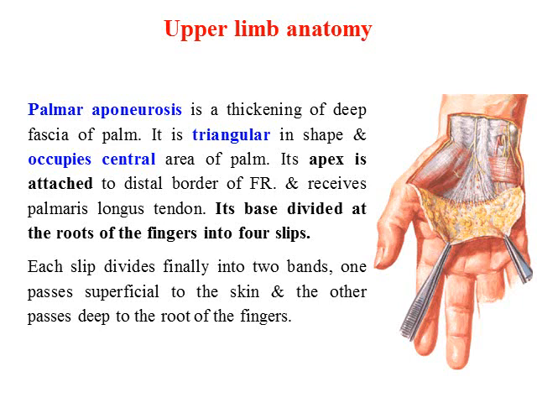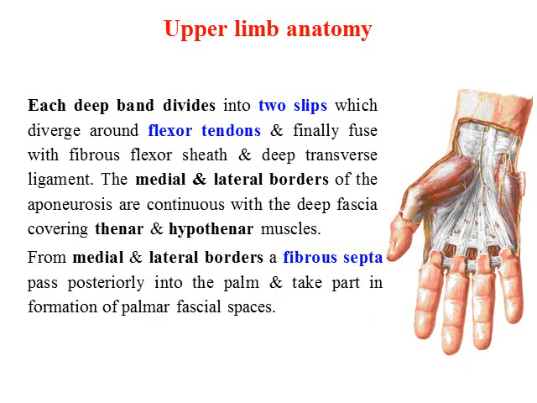Now, the base of the triangle is divided at the root of the fingers into 4 slips, and each of these slips divides into 2 bands. One runs superficially to reach the skin to be attached there, and the other one passes deep to the root of the fingers. Each deep band divides into 2 slips, which diverge around the long flexor tendons of the fingers, and finally fuse with the fibrous flexor sheath of the fingers and the deep transverse ligament.